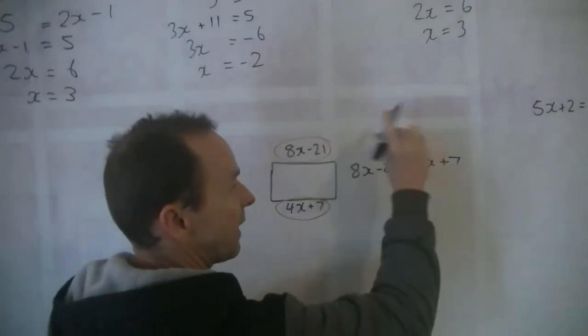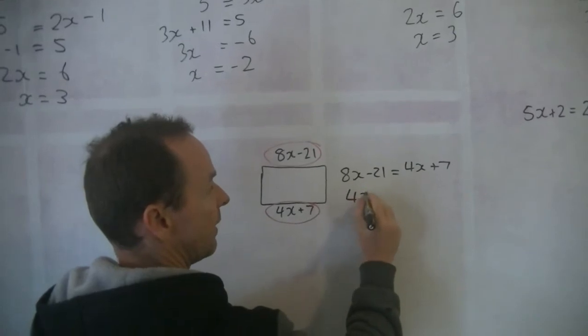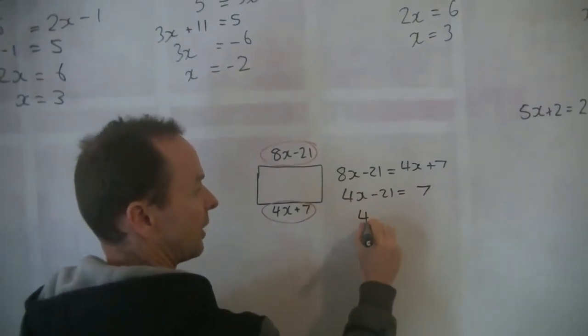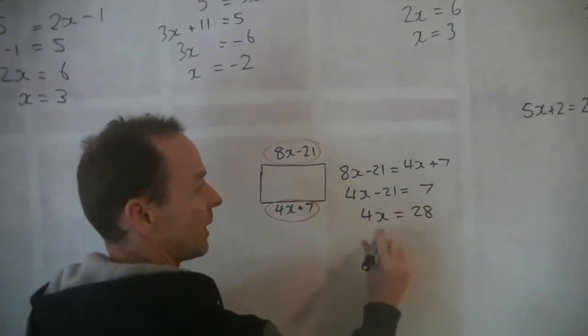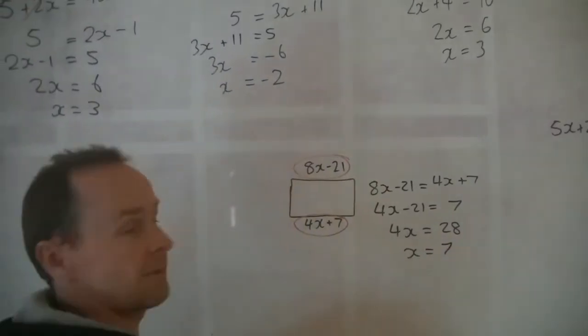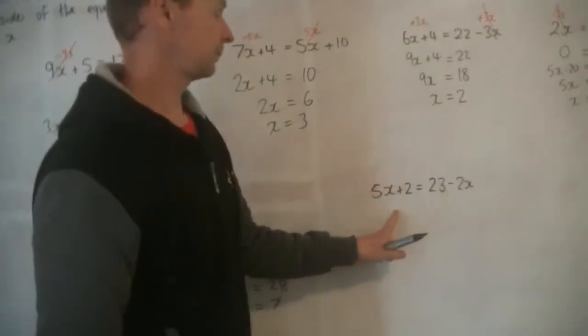So let's do this without the minus 4x thing. So we minus 4x to both sides, we get 4x minus 21 equals 7, plus 21 to both sides, we do that in our heads this time, 4x equals 28, divide by 4, 4 7s are 28, so x equals 7. Excellent.